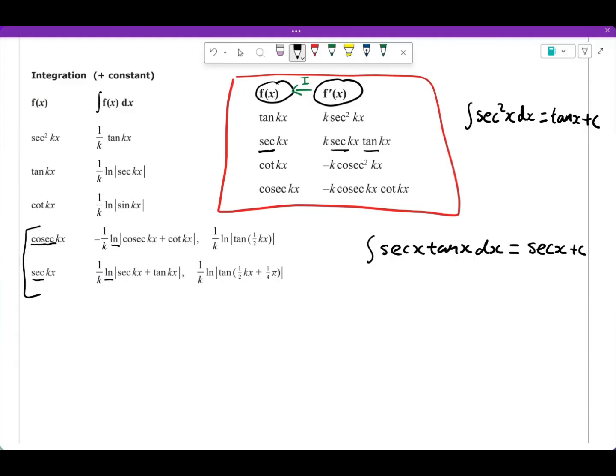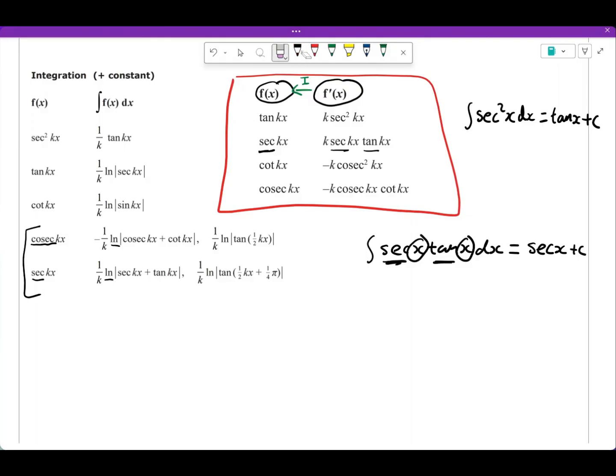So this is for where we have sec raised to the power of 1 multiplied by tan raised to the power of 1. And importantly, our angles are the same. If the angles are different, you're going to have to rewrite it first to make them the same before you can attempt to use any of these integrals that I'm about to talk through. Now let's look at my next one.